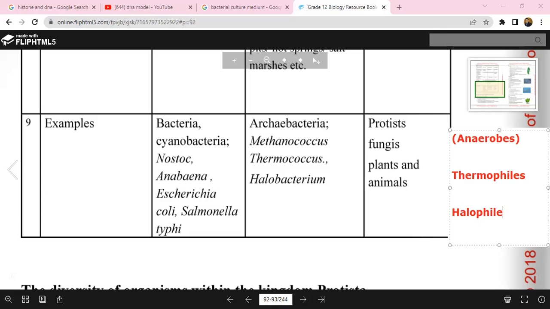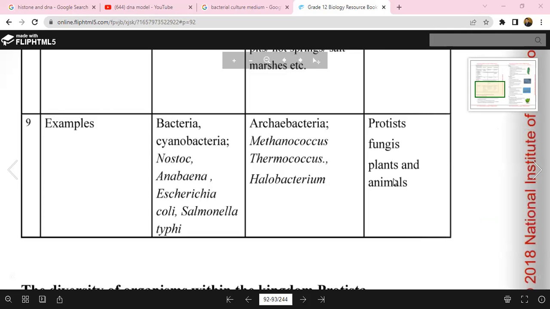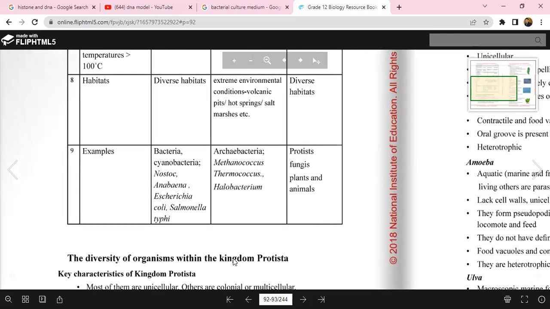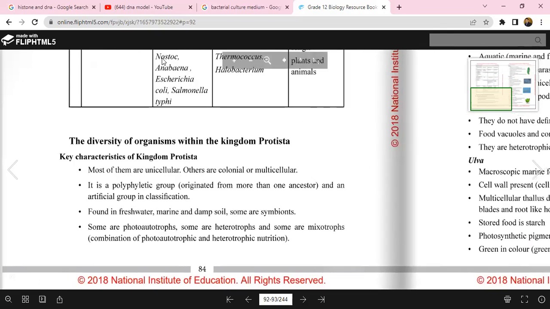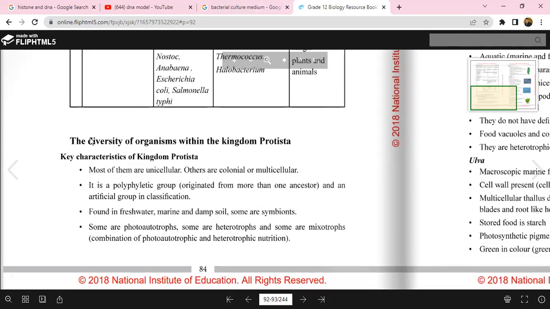Under each example, in brackets, put what kind of organism it is. Done, sir. Right. So with this, the comparison is over. Next, the heading we are coming to is kingdom Protista. You know that one.